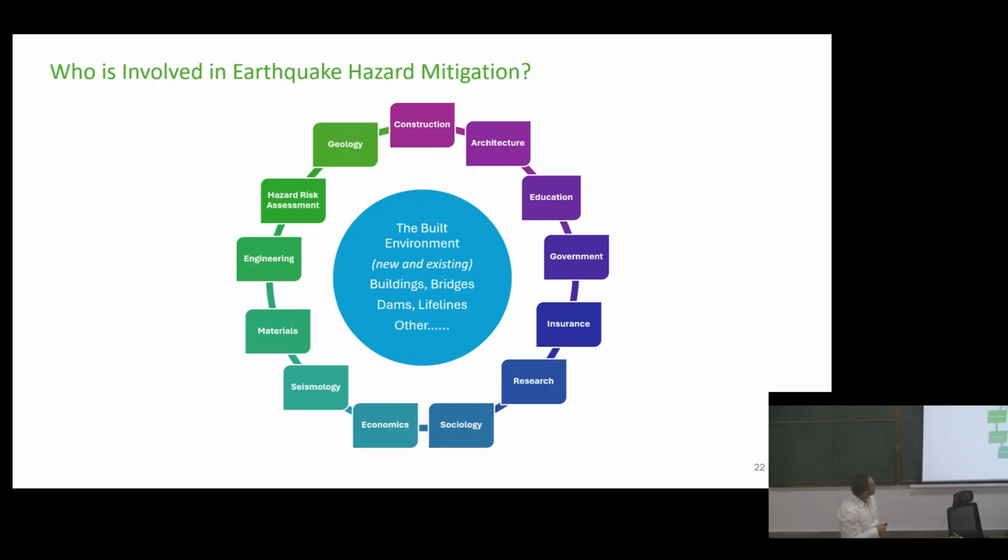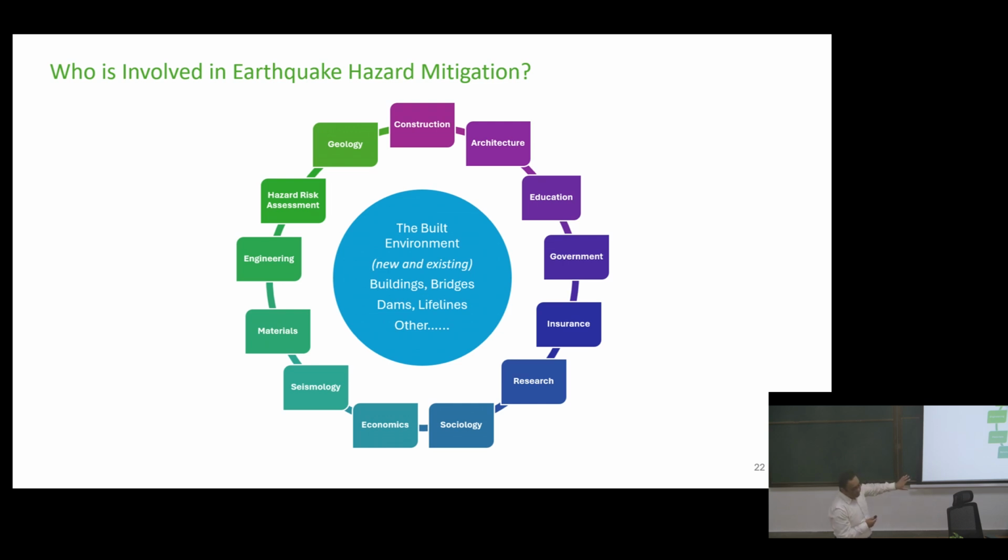Again, a little bit more. This is not a one-person job or a one-field job. It's not just structural engineers. There are a lot of other fields that are providing input. There are folks from construction, architecture, education, policymakers. Insurance is a big deal. They dictate a lot of policies in the Western world. Research. The social impacts of the downtime in the building are massive as well. Economics, seismology, hazard risk assessment, geology, and so on. So everybody comes in, and then the built environment thrives.